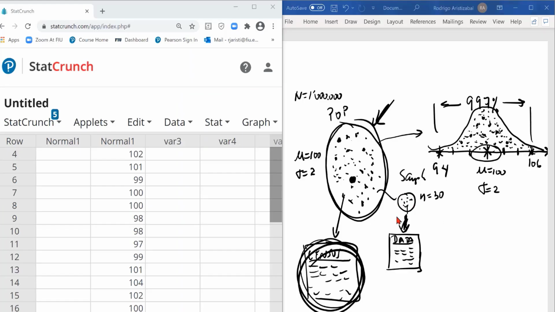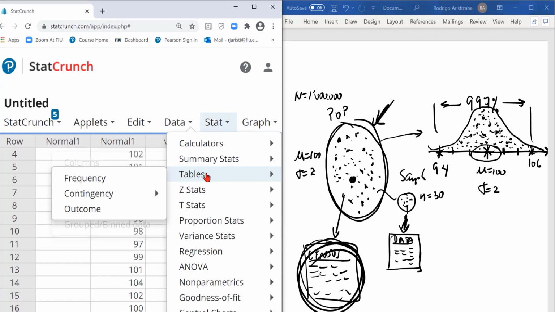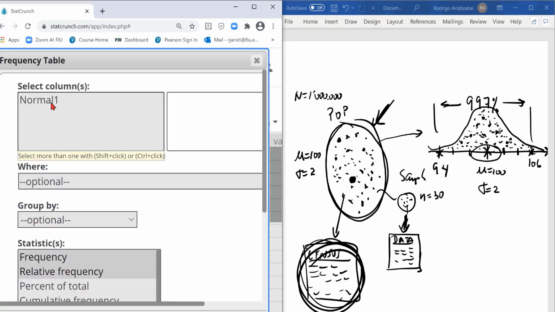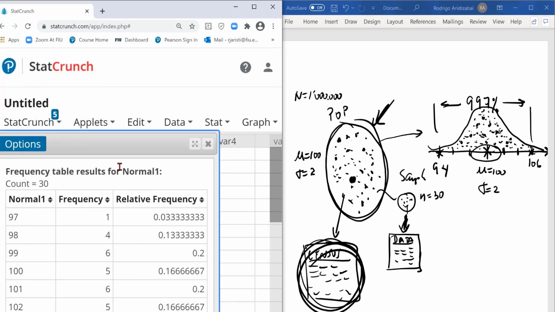Then once you have collected your sample from the population and obtained your data from this sample, which are the measurements for each member of the sample, we can organize, summarize, and analyze, and we can draw conclusions about the population using this sample. We can organize the data using a frequency table, and we have to go to Stat, Table, Frequency. My data is located in this column, compute, and we have our frequency table. Then we have 1 item at 97, 4 at 98, 6 items at 99, and so on. That is the frequency table.